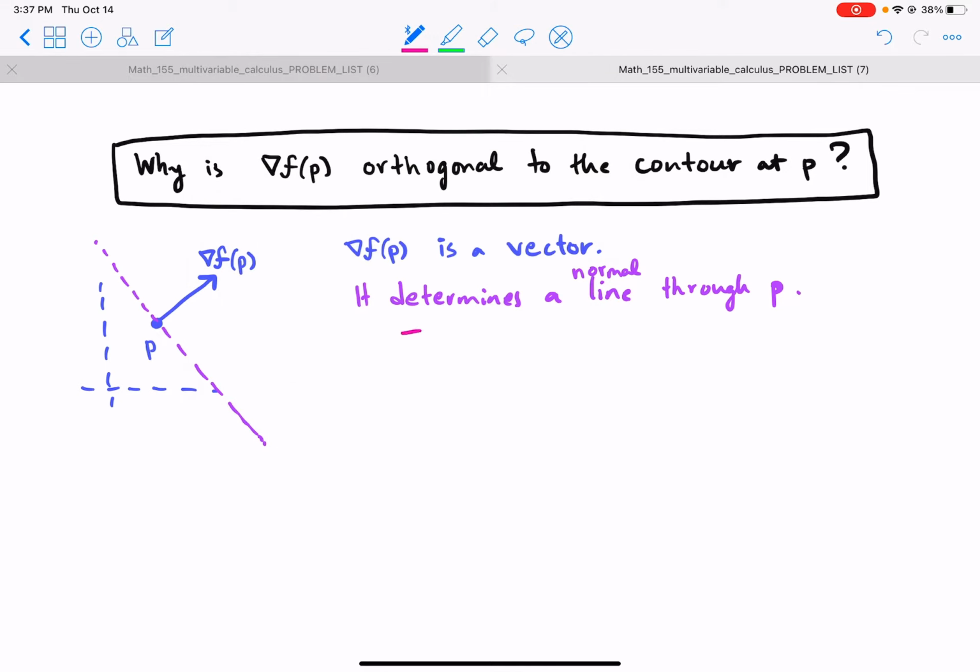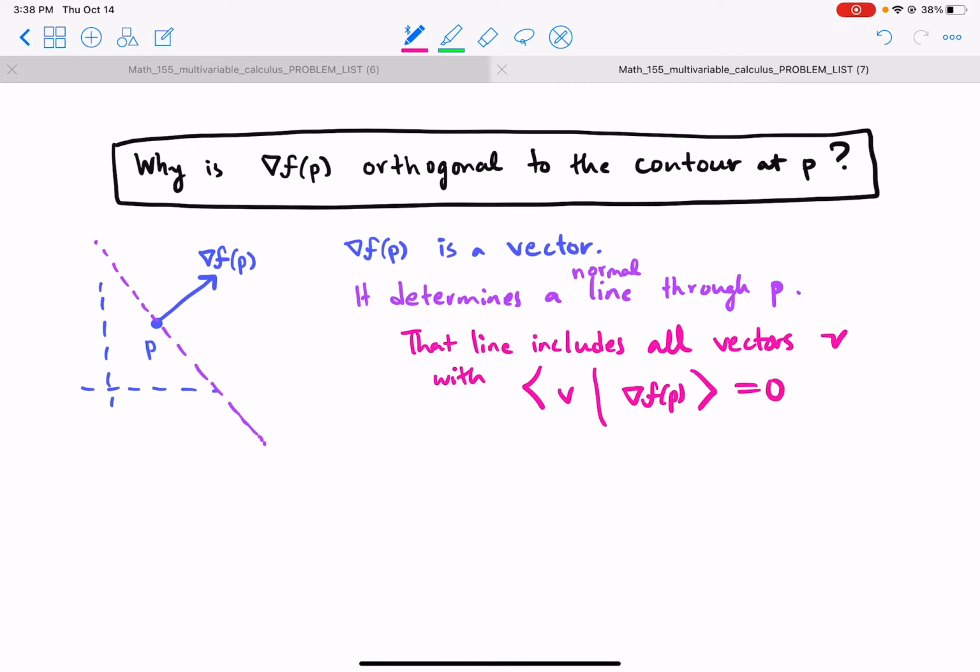so now, that line includes all vectors v with v dot that vector equals 0. So this vector v has dot product 0 with the gradient. And that's what this linear equation of the line means.